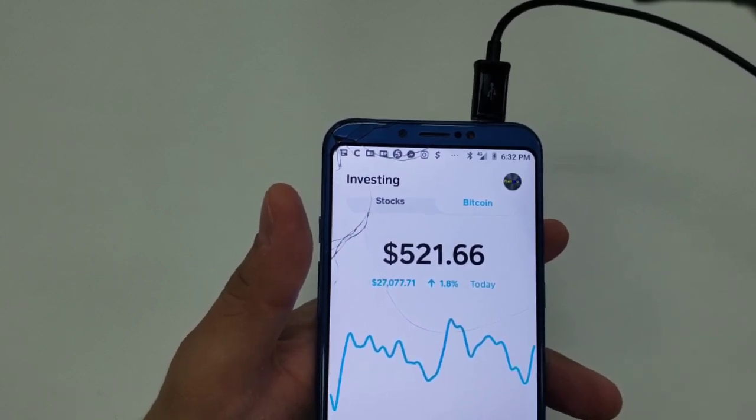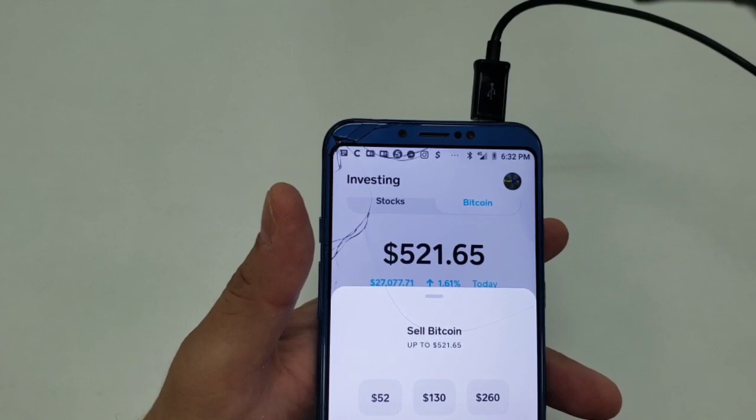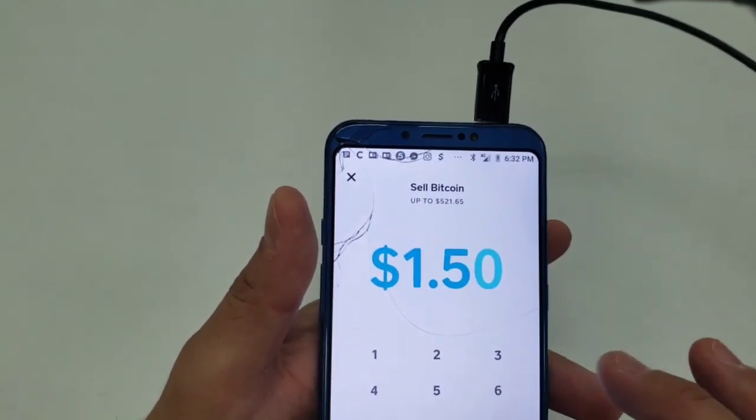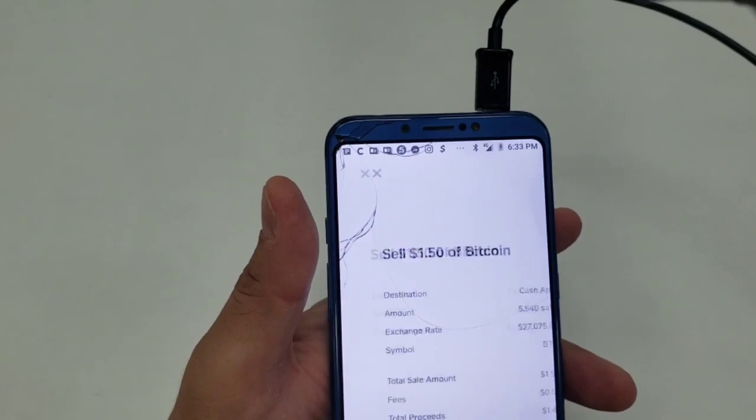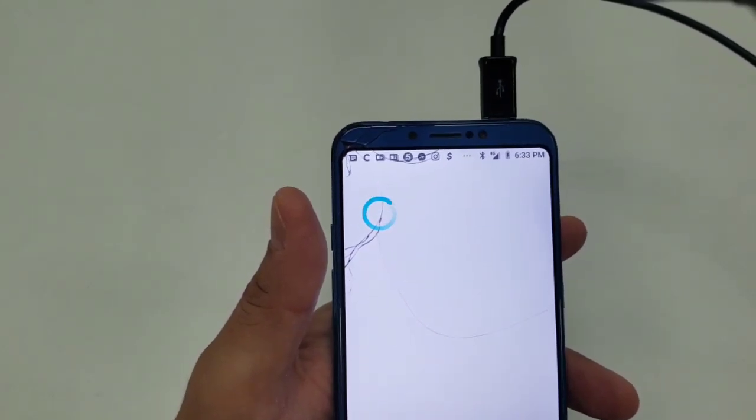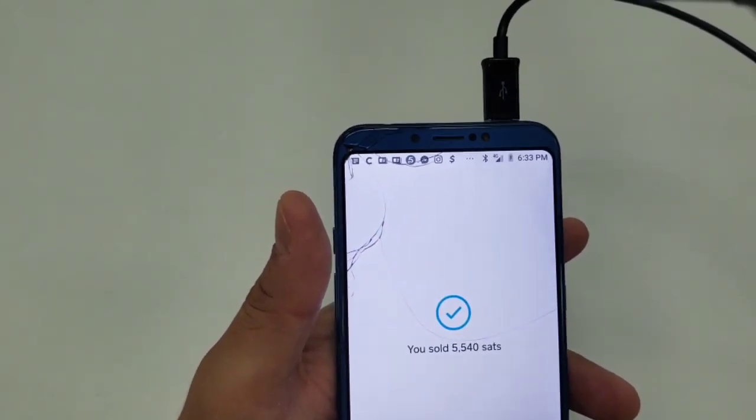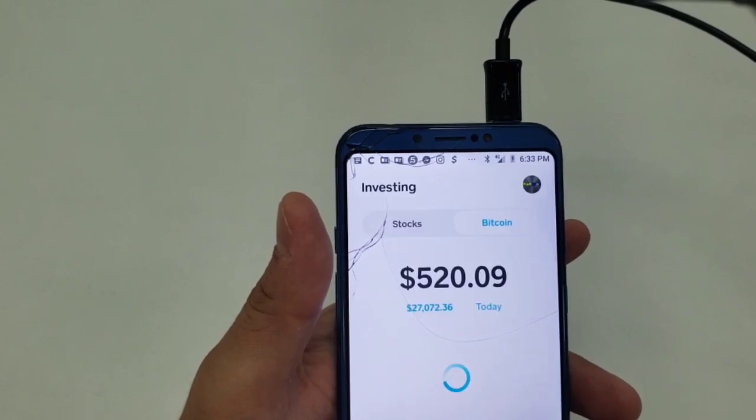See? So I might get ready to sell right now. Of course, my phone is acting slow. Here we go. $1.65. It goes a little bit lower. I'm going to do $1.50. There you go. I'm going for $1.50. Again, not a lot of money, but hold on. Okay, confirm. Boom. Now I'm back down to 520.90.